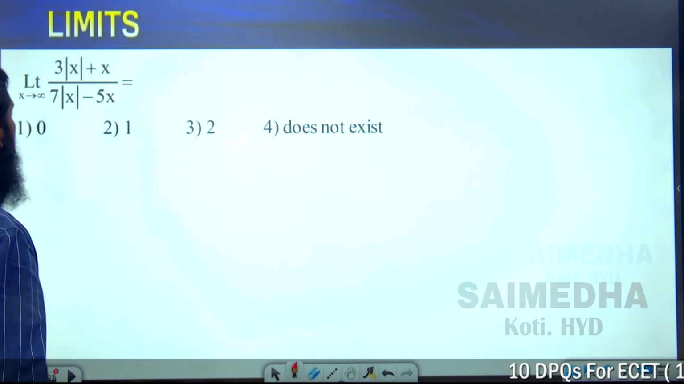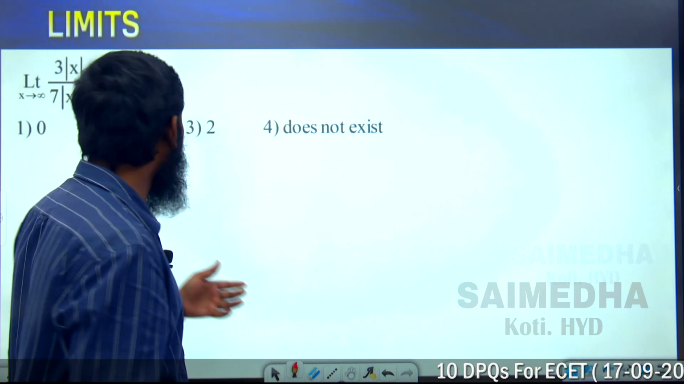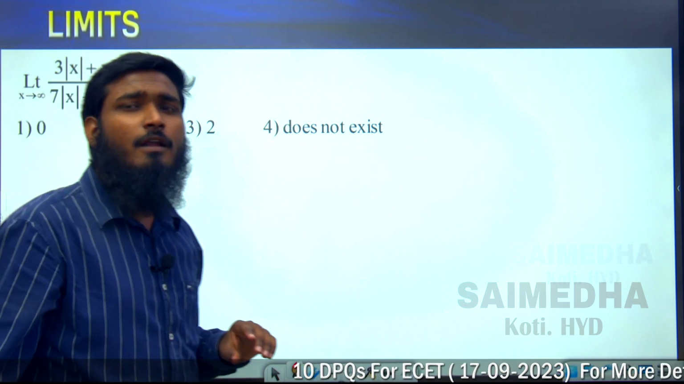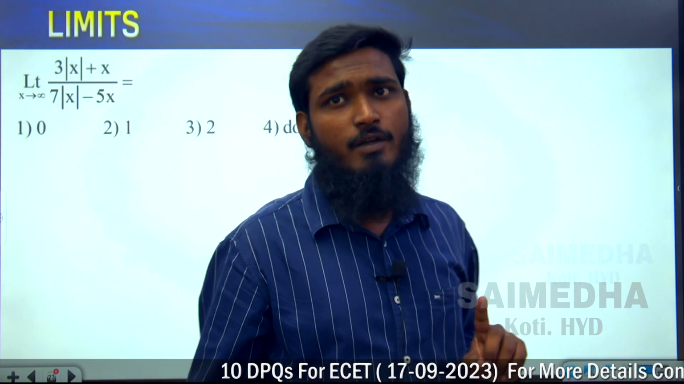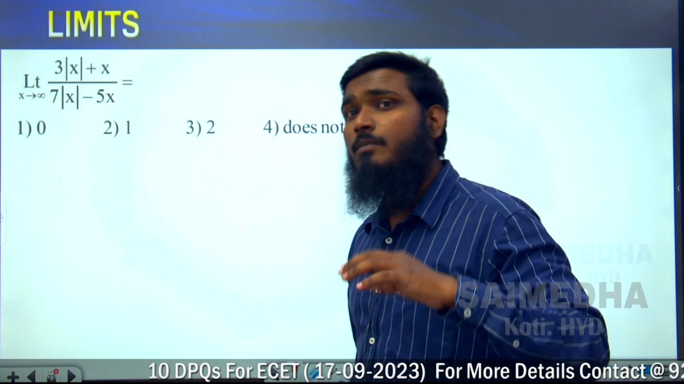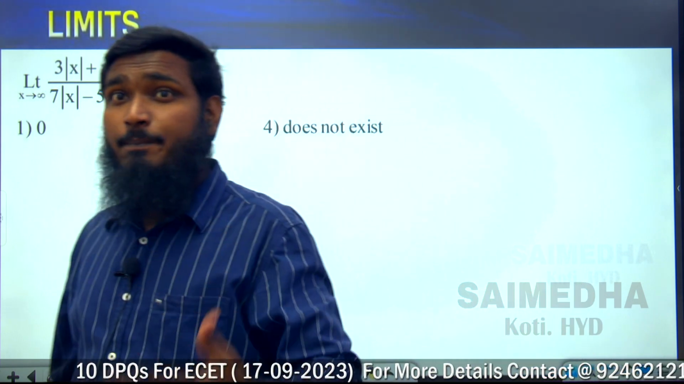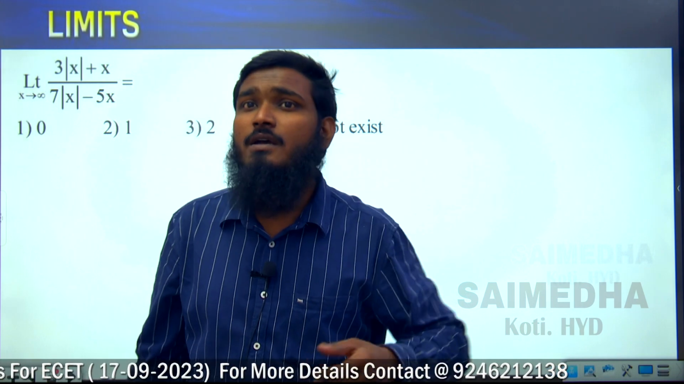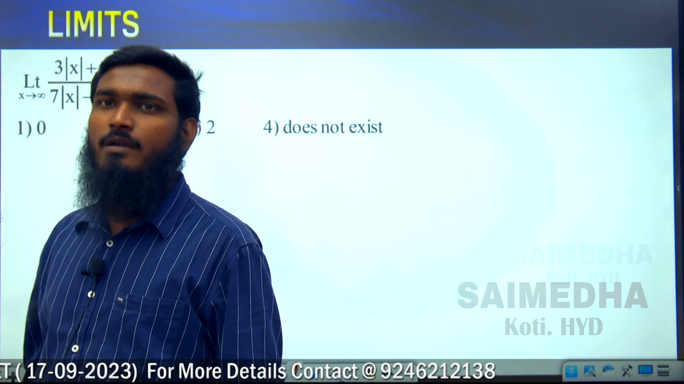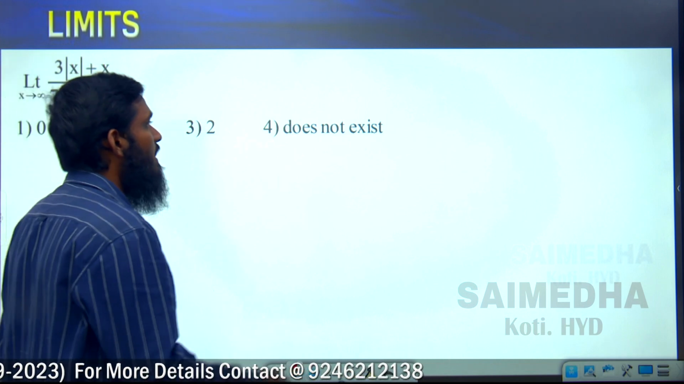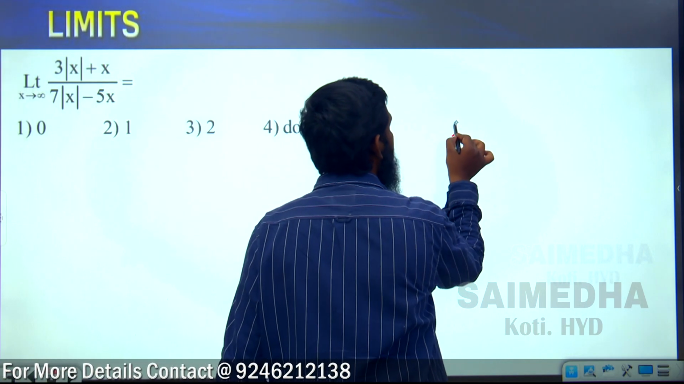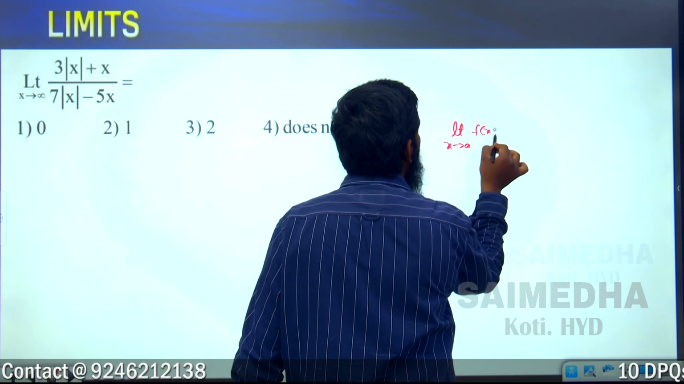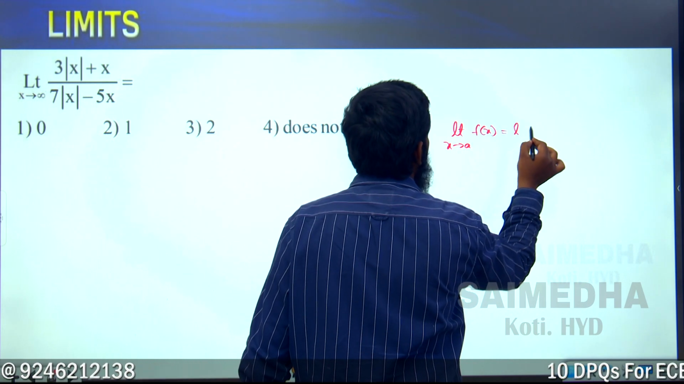Last question. Limit x tends to infinity, 3 mod x plus x divided by 7 mod x minus 5x. Now listen, this is a different kind of question. Whenever we have modulus functions or step functions like this in the question, we can't directly apply the limit. We have to go with the LHL value and the RHL value.